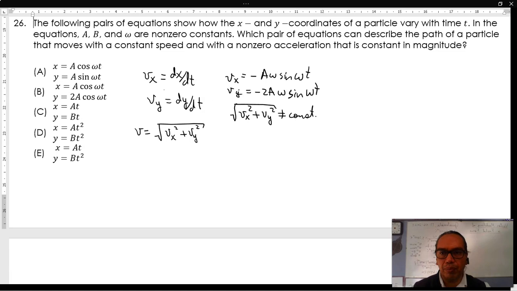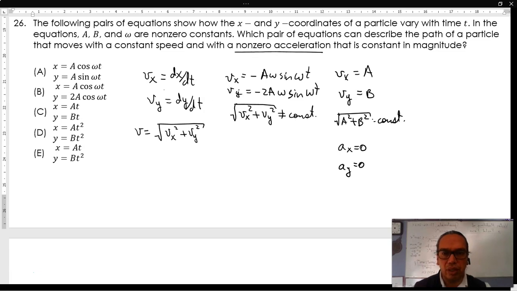In the case of option C, Vx is a and Vy is b. Therefore, the square root of a squared plus b squared is constant. However, the acceleration ax is 0, ay is also 0. This requires a non-zero acceleration, so that doesn't work.